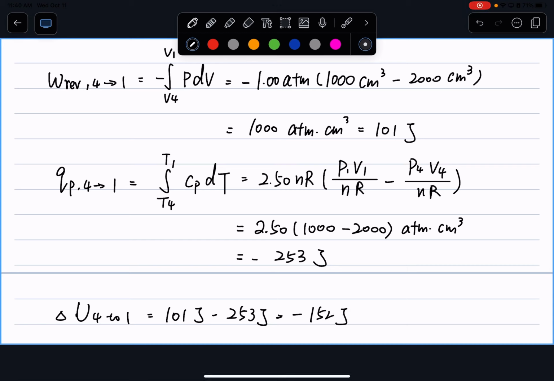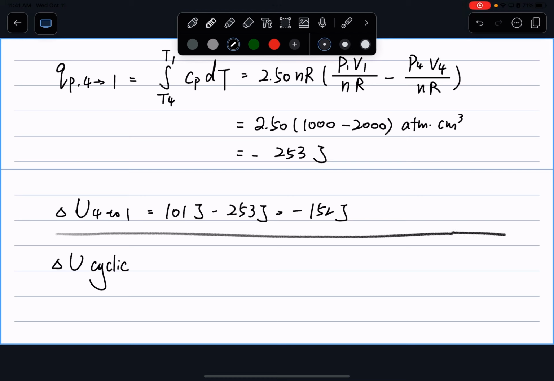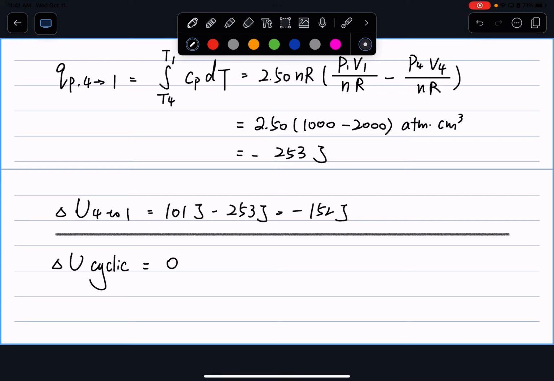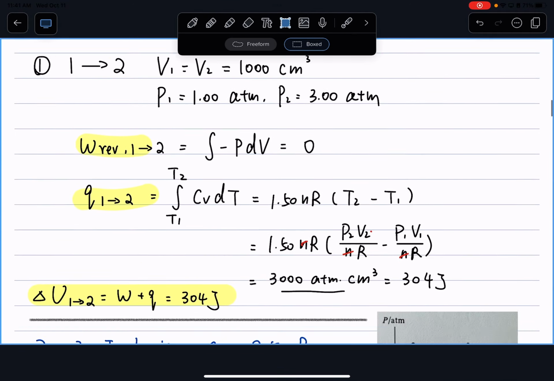All right. And here comes the nice part of thermodynamics. You can always check your answer. In this case, we have delta U cyclic. You can check your answer for this process because this is a cyclic process, so your initial state and final state are the same. Your delta U cyclic must equal 0. So in our calculation, I'm just going to copy and paste down.